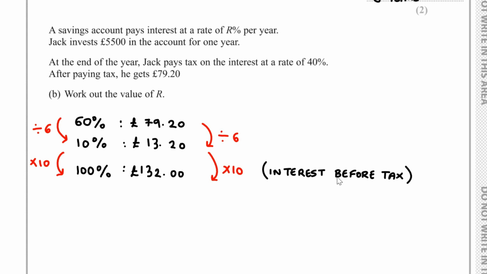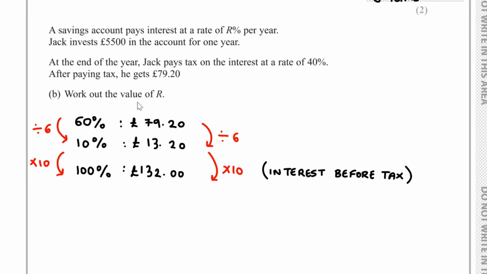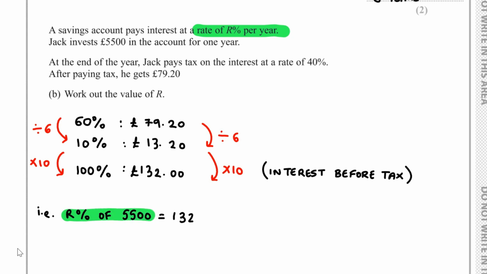So, if we pay interest at a rate of R% per year and we originally invest £5,500, that means that we have R% of the £5,500, which is equal to 132. So this statement refers to him paying interest at a rate of R% per year. And of course we get £132. So this of course is the interest before the tax.